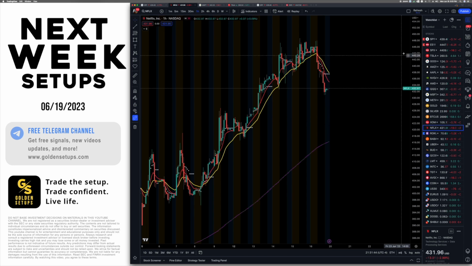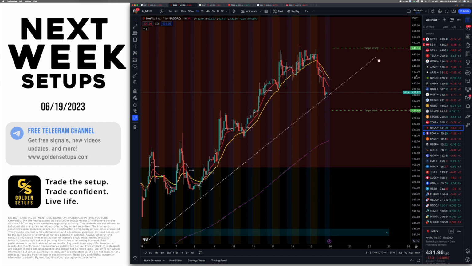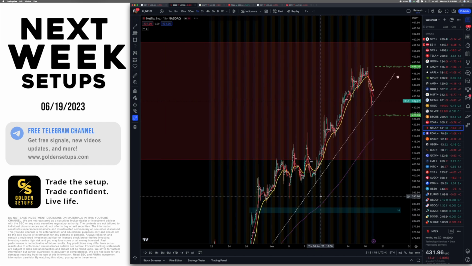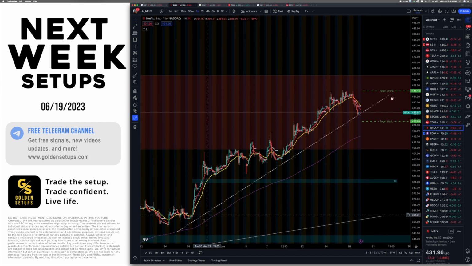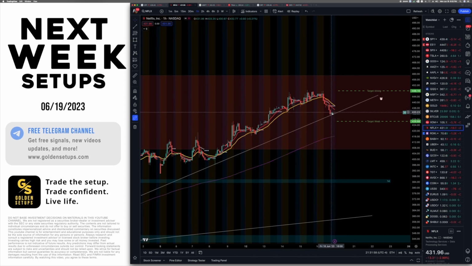All right, looking at Netflix, a lot of these are starting to look really similar. We got a trend line drawn on Netflix right here. We are in a daily supply zone, a higher time frame supply zone. Here we go, connecting these wicks, really big, and we're right at the trend line. So if we're gonna be weak, I got my target week here starting out at 426.69.